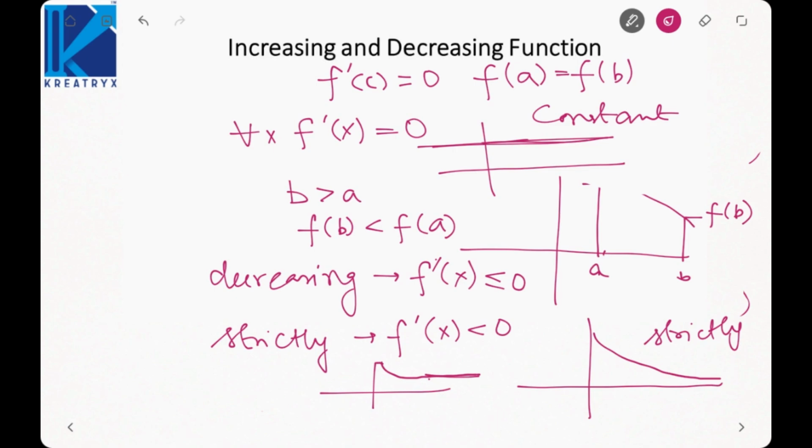That is, if the derivative is strictly greater than 0, it is a strictly increasing function. If it is just greater than or equal to 0, it is an increasing function. And if it is equal to 0 at all points, then it is a constant function.